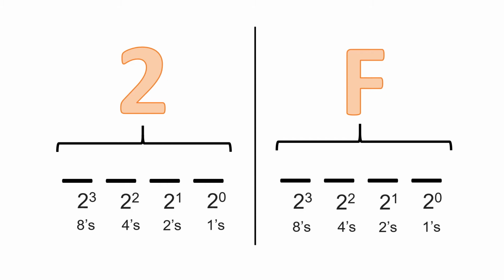We're going to use binary now to represent each of these hexadecimal digits. So the 2 is 0, 0, 1, 0, okay, because there's a 1 in the 2's place. And the F is 15, or 1, 1, 1, 1, because 8 plus 4 plus 2 plus 1 is equal to 15.